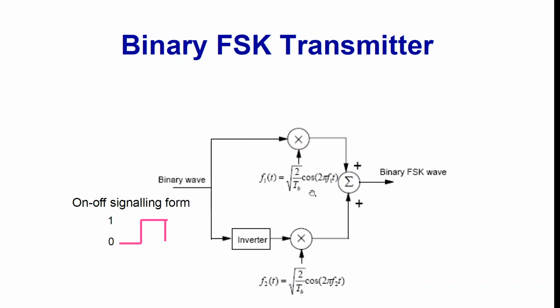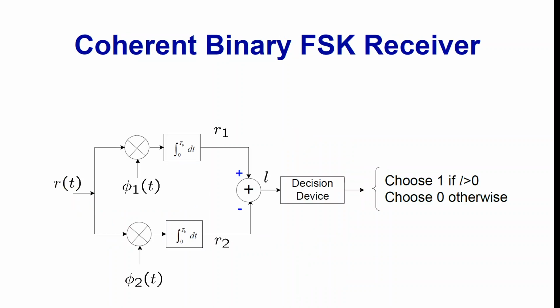So you will get this signal. Combining it, you will get the binary FSK wave. For 0 you will have frequency F2, and for 1 you will have frequency F1. And for detection we will use the correlation receiver. You get the received signal, multiply with both the basis functions phi1 of t and phi2 of t, and then do the integration to get R1 and R2.